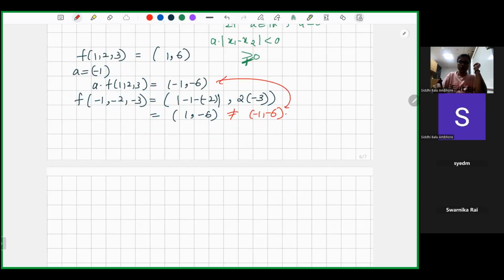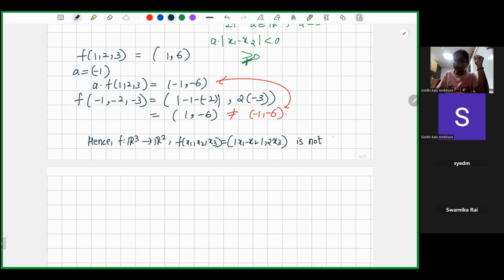Okay, so therefore, hence f from R3 to R2 is not a linear map. I hope this is okay.